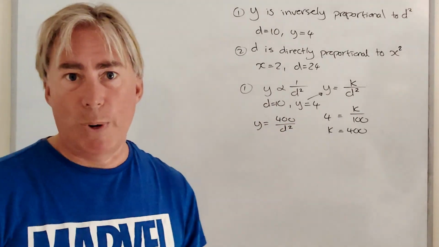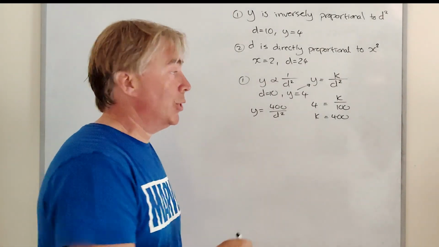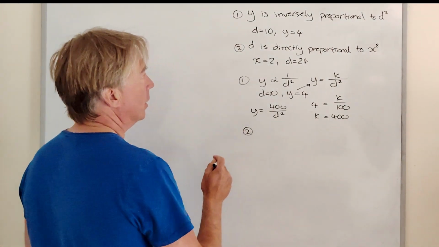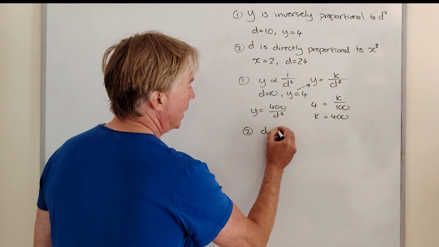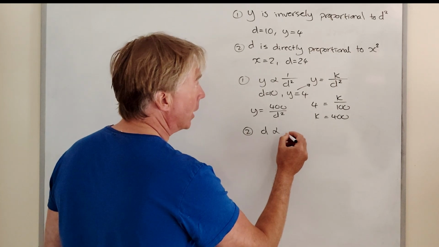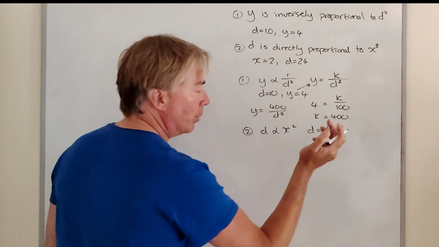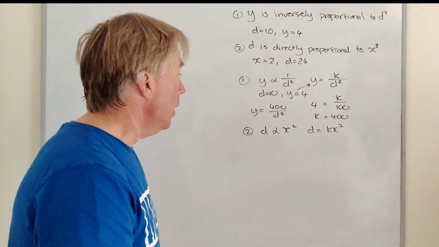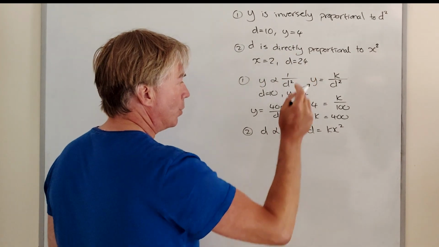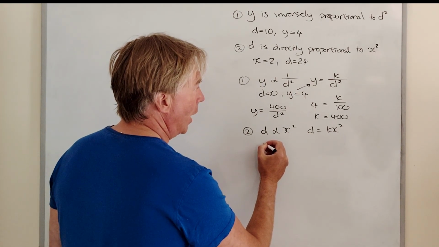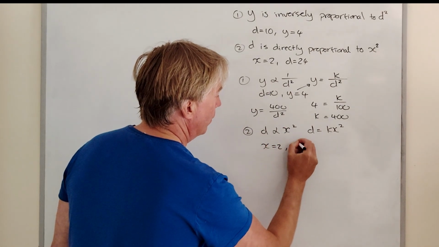Okay, so that's the first one dealt with. We're going to move on to the second one now, which is d being directly proportional to x squared. So once again, d is directly proportional, so there's no inverse here, to x squared, or d equals kx squared. It's not the same constant, but we're just going to use the same notation for k. Now we just need to substitute our values of x equals 2, d equals 24.